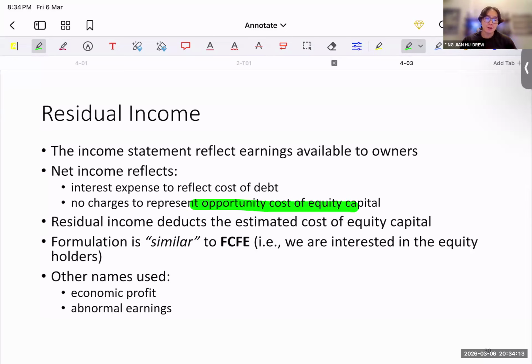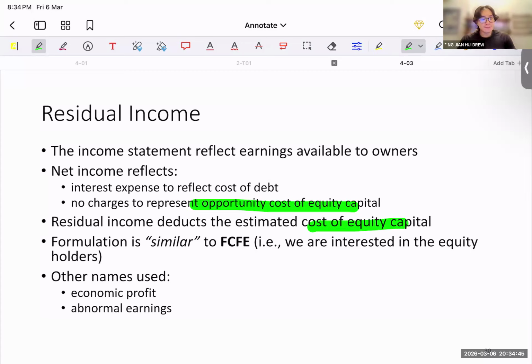But for our residual income model, we are looking at economic profits, which means we're going to look at things like opportunity costs. We determine this opportunity cost by calculating the cost of equity capital, and we take the return on equity minus the cost of equity. We'll see that in a bit. We discussed it in lecture two, but we'll revisit this again.